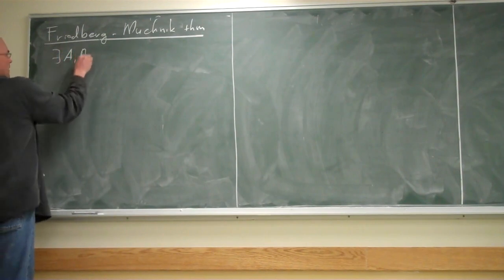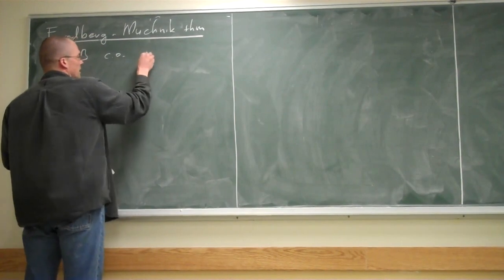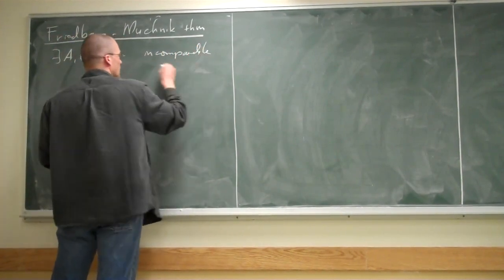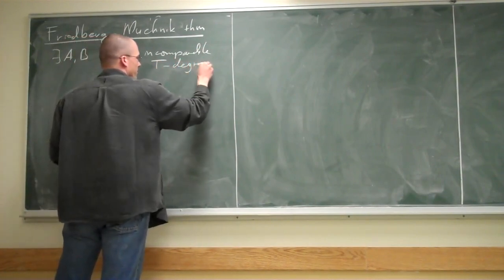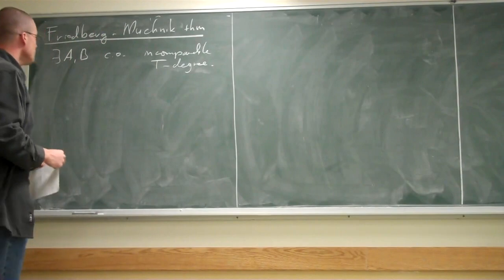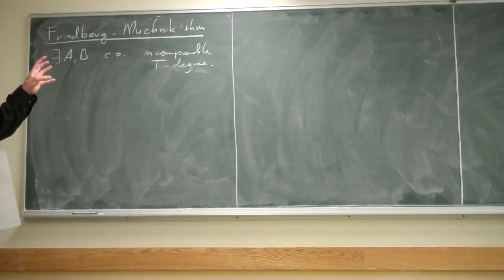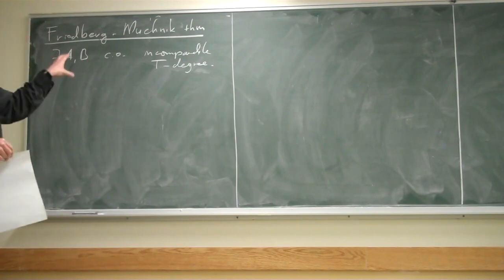There exist A, B computably enumerable that are of incomparable Turing degree. But we did construct incomparable sets before, but at the time we didn't bother to make them CE.